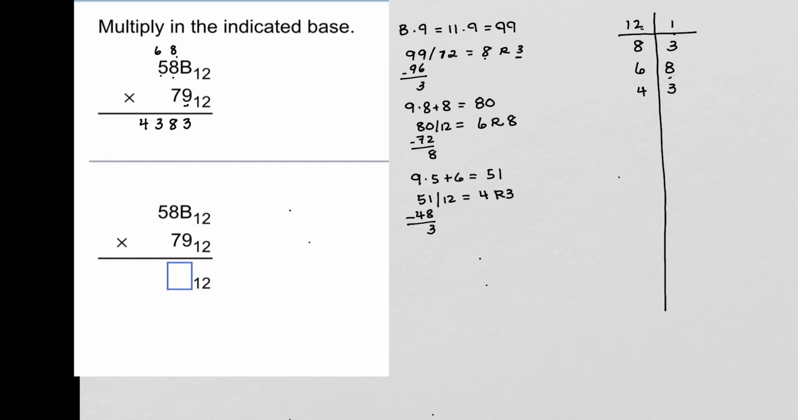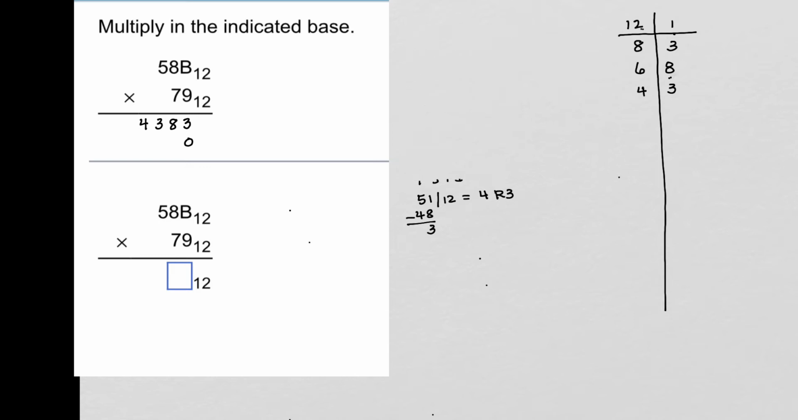So that was what I got from multiplying by 9. Now we're going to go over to the next place value. So I'm going to start with a 0 here. And I'm going to multiply 58b by 7. So I'm going to clear this off. And I think I'm going to clear this off too, make some space.